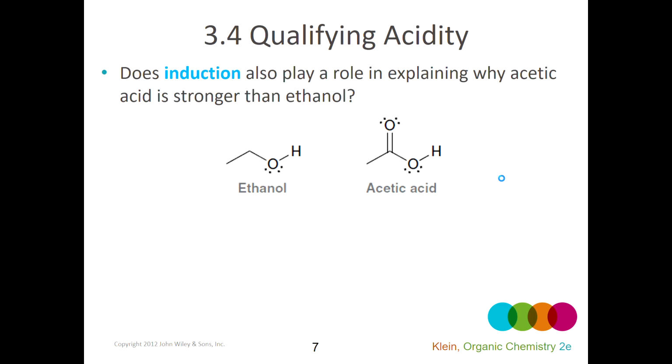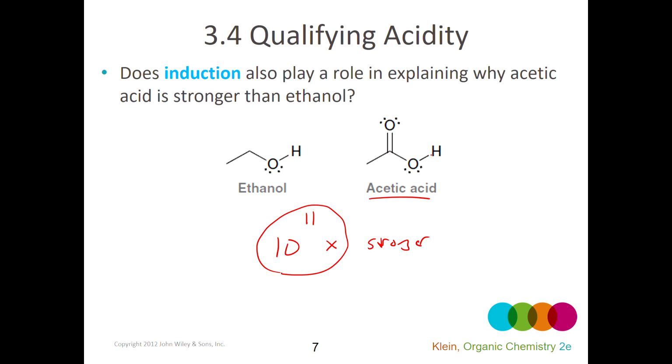There's also induction in this comparison. So we said the difference here was about 11 pKa units. So we can say acetic acid is about 10 to the 11th, or 100 billion times stronger as an acid. Part of that is the resonance. The main part of that is resonance. But that difference also is influenced by the induction of this CO double bond, right?